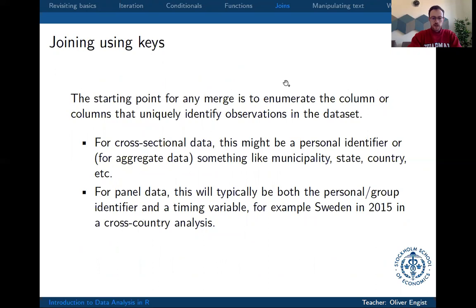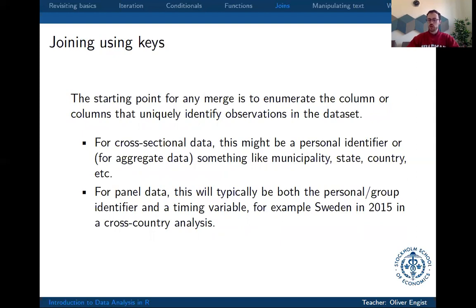Something else I need to mention is that when you're merging datasets, you always need to provide keys. So you need to provide unique identifiers such that R knows with certainty that an observation in dataset A corresponds to a certain observation in dataset B. And sometimes you have unique identifiers. For example, in cross-sectional data, the person might have an identifier in each of the data sets, and these identifiers are unique. But if you're looking, for example, at panel data, the same person might appear several times.